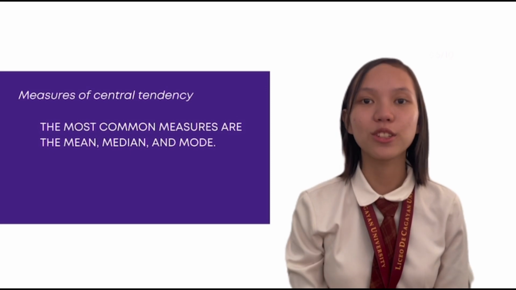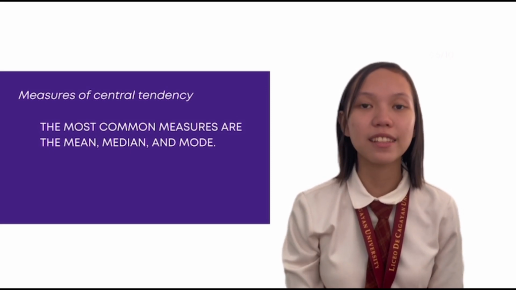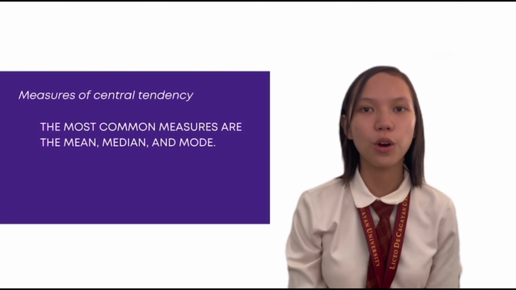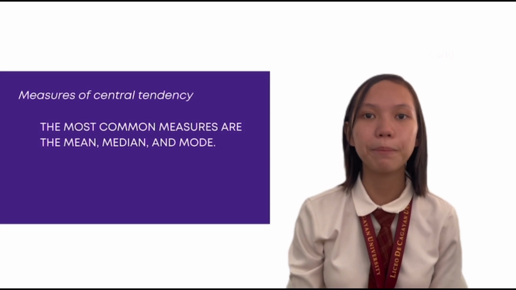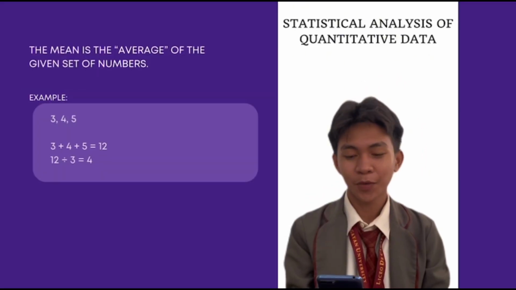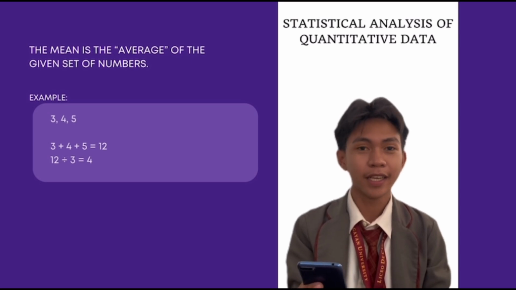We begin with the measures of central tendency. These are the values that represent the center or the typical value of a data set. The most common measures are the mean, median, and mode. Let's start with the mean. The mean is simply the average of all values in a data set.